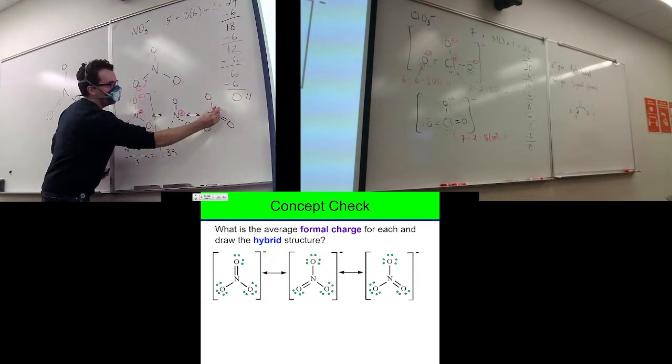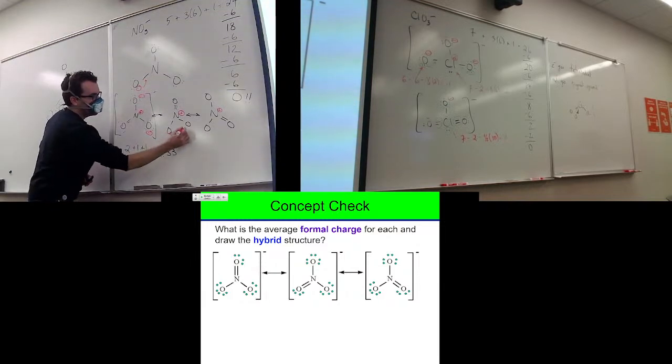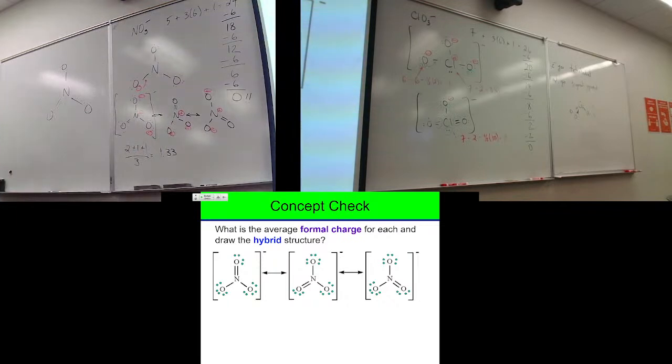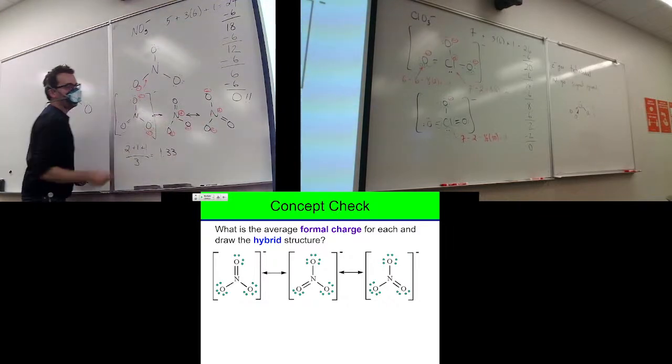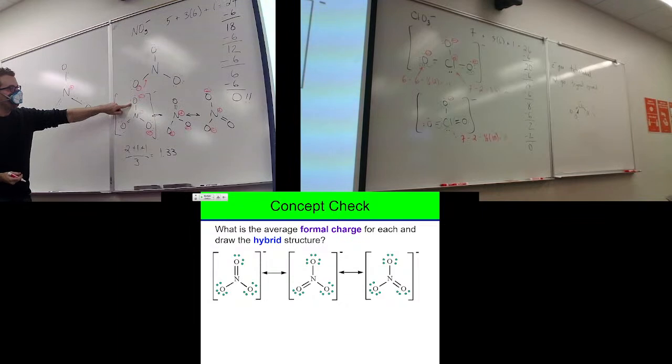Okay, 4 bonds to nitrogen, it's got a +1 formal charge. So over here, these have the minus, this has the minus, that has the minus. Okay? That's what the formal charge on all of these oxygens are. So what's the formal charge on the hybrid structure? Well, the nitrogen's easy. It's always +1. On average, it's +1. But what about this oxygen?